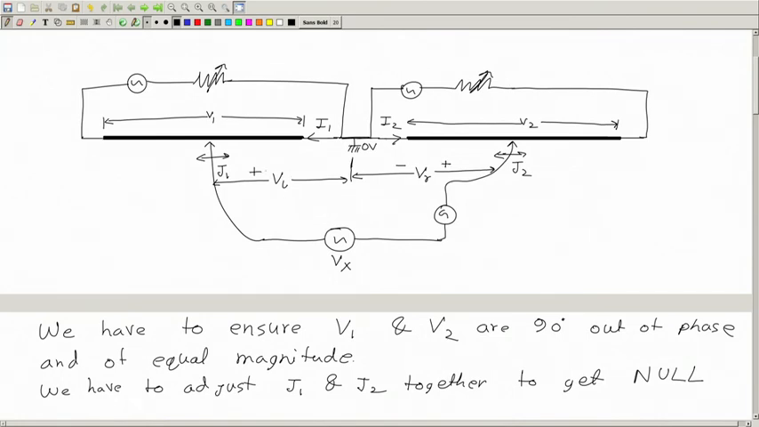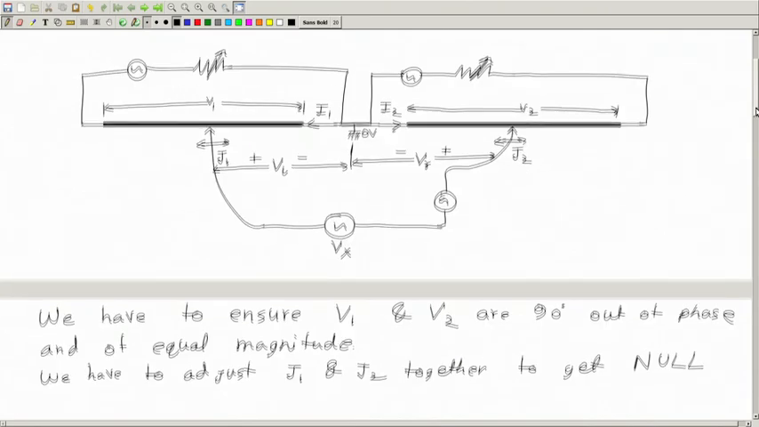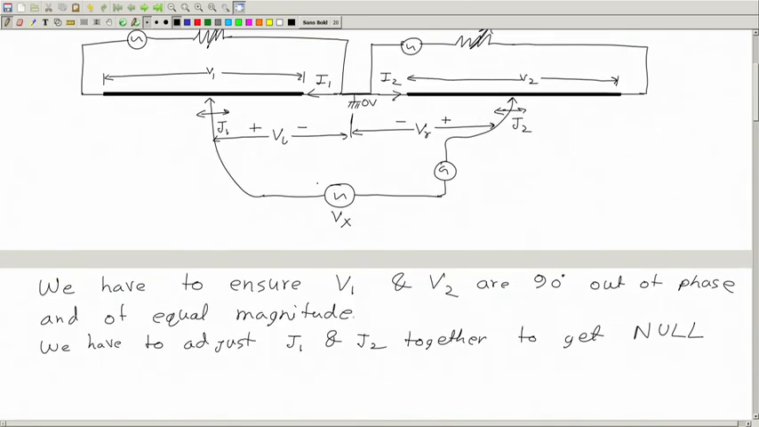VL is measured like this. VL is measured with respect to this point. VR is also measured with respect to this point. So then we can say, and VX, let me take the reference of VX like this, for example.